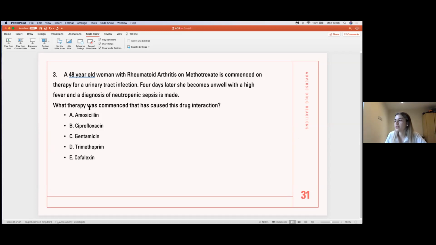Lots of people are answering D. Move on to the answer. So yeah, everyone's doing really well on this quiz. Well done. So trimethoprim and methotrexate can cause neutropenic sepsis and severe bone marrow suppression.